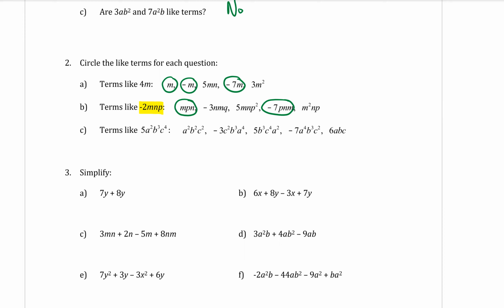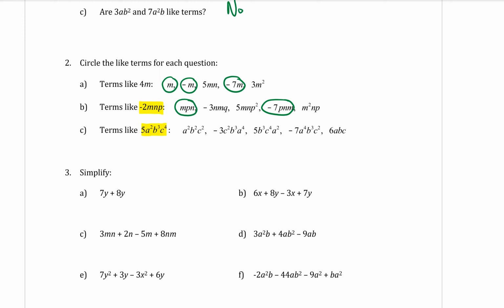And one more time, we want the like terms of 5a squared b cubed c to the power of 4. Okay, so the a has to be the power of 2, the b has to be the power of 3, and the c has to be the power of 4. So in the first one already, you've got an a squared, but the b power is wrong and the c power is wrong. So that one's a no. Minus 3, the c's, no, c squared and the c to the power of 4. You can stop looking, it already doesn't fit.